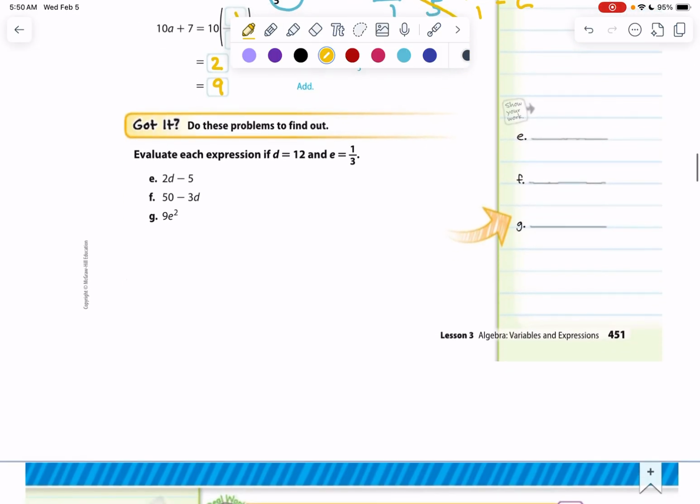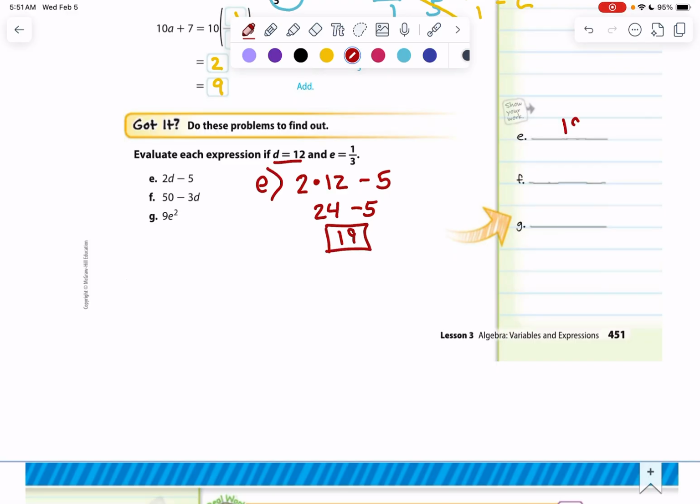Okay, let's try some on our own. Okay, so E. That's 2 times whatever D is, minus 5. D is 12. So that will be 2 times 12 minus 5. PEMDAS, order of operations, says we do multiplication first. 2 times 12, 24, minus 5. Well, 24 minus 4 is 20, minus 1 more is 19. So 24 minus 5 is 19.